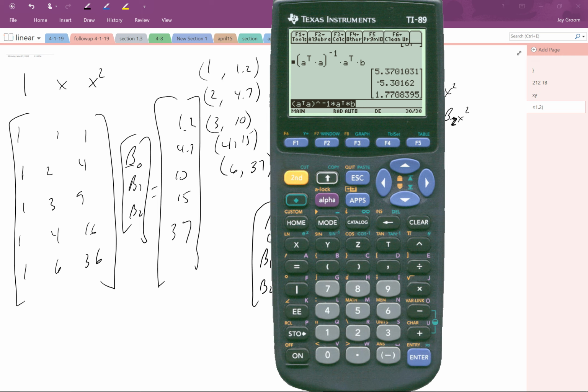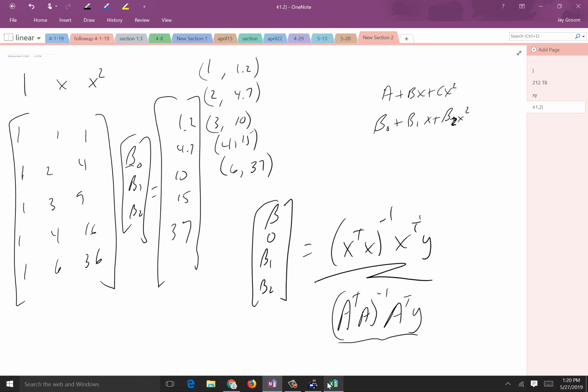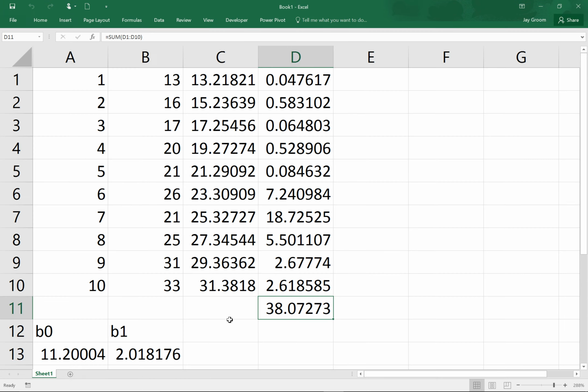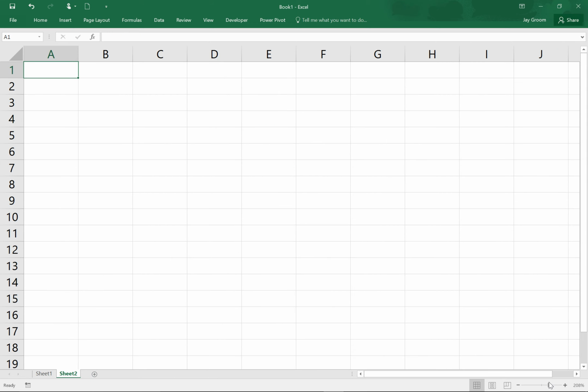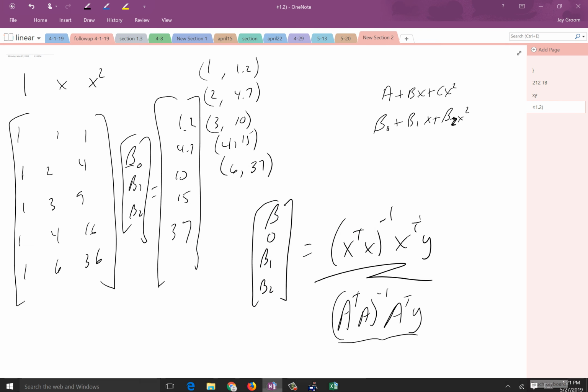There's your constant, there's your linear term, there's your quadratic term. Okay? And do the same thing in Excel, of course. Excel will give it to me just like that, no problems. I'll do it this way. I'm just going to use another sheet though. Okay, there's my X's. My Y's are here.